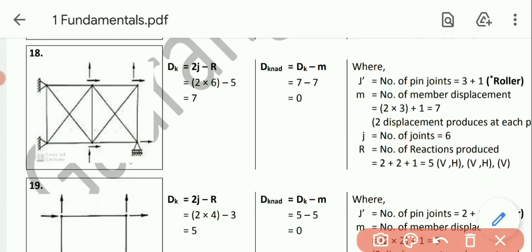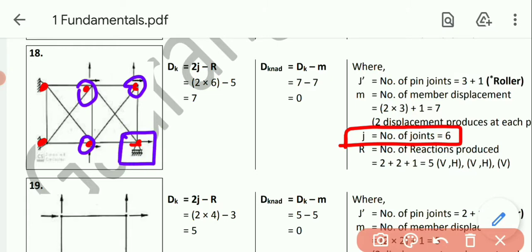Okay, now talking about J, joints: 1 2 3 4 5 6, total number of joints is 6. Out of this, the number of pin joints, as we already discussed, except the supports, 1 2 3, these three are the pin joints which are not at the support. Then over here a roller support is there. Roller support will produce only one reaction, that is vertical. But what about the horizontal? Whenever a roller support is there, one pin joint will always be there over here also, meaning one displacement, that is horizontal displacement, will be produced.